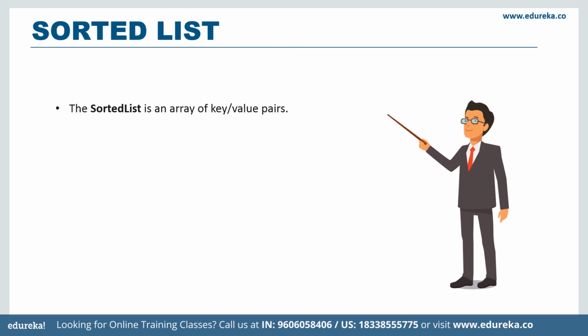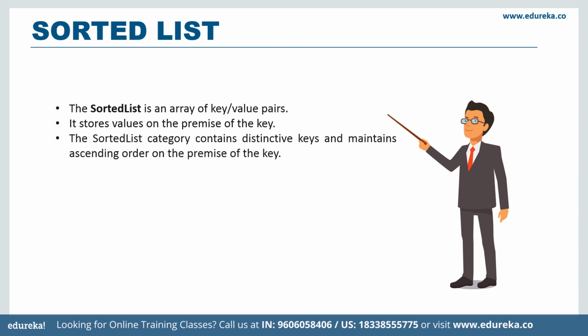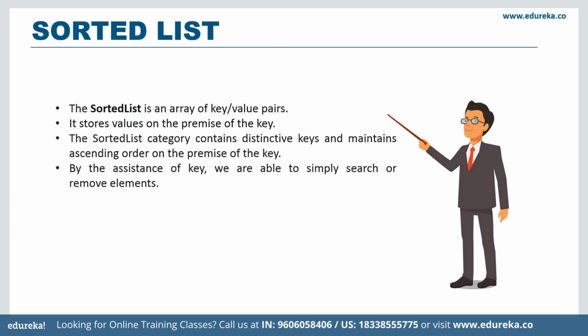The sorted list is an array of key value pairs. It stores the values on the premise of the key. The sorted list category contains distinctive keys and maintains the ascending order on the premise of the key. With the assistance of the key, we are able to simply search or remove the elements. It's found in the System.Collections.Generic namespace.